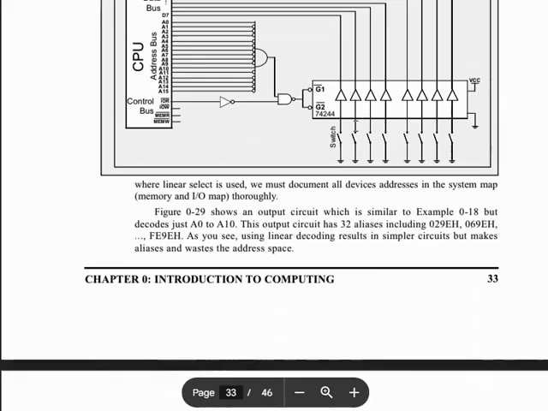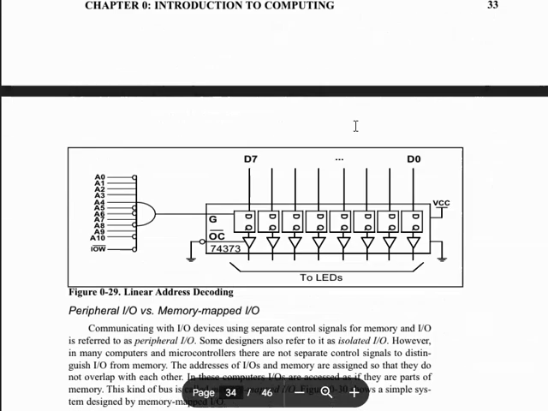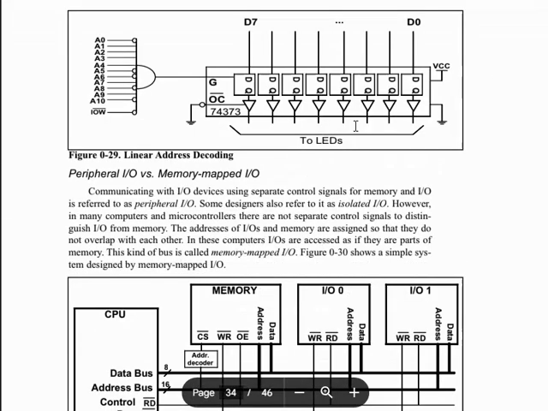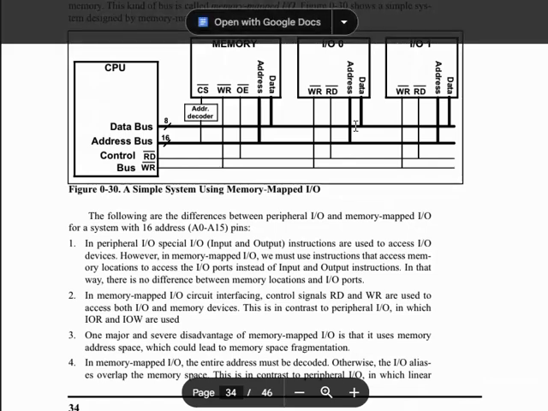Then moving on, we see peripheral input output versus memory mapped input output. Input output communication methods: peripheral input output is isolated input output, which uses separate control signals for memory and input output. In memory mapped input output, devices are accessed as if they are parts of memory. So what is the difference between both of these?